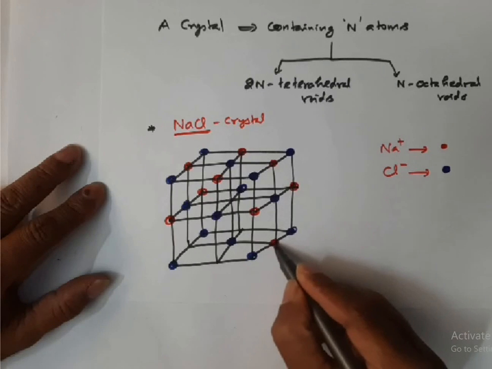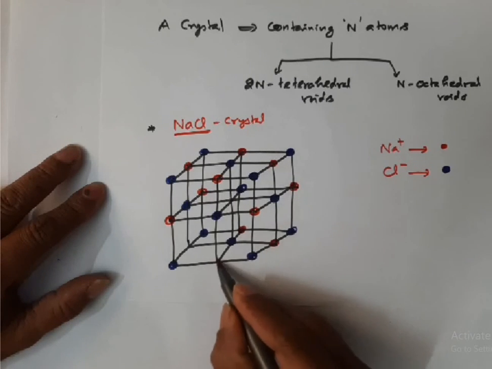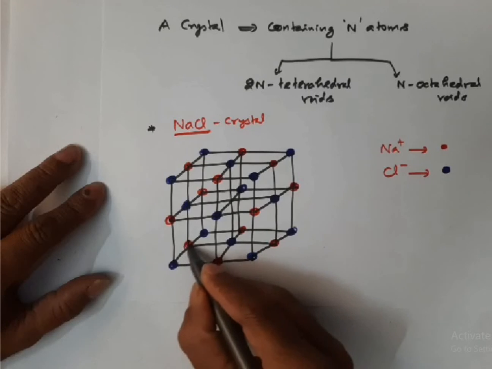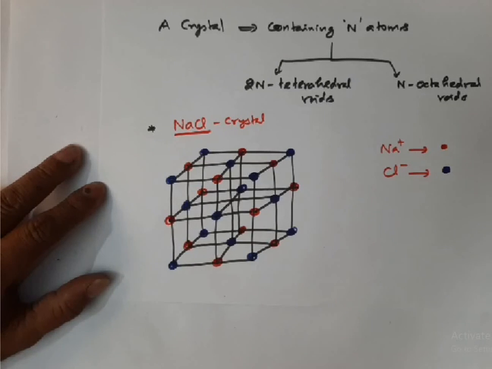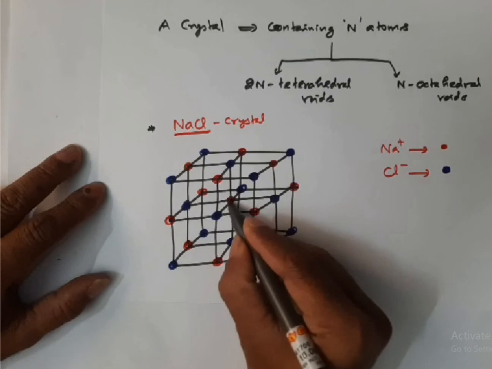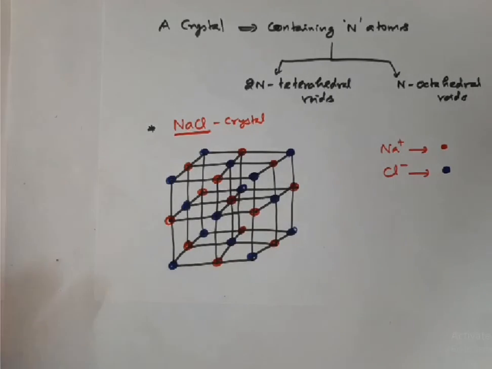So a cube has 12 edges. So all the edge centers are occupied by sodium ions, and one sodium ion is present at the middle of the unit cell. This is the structure of sodium chloride unit cell.